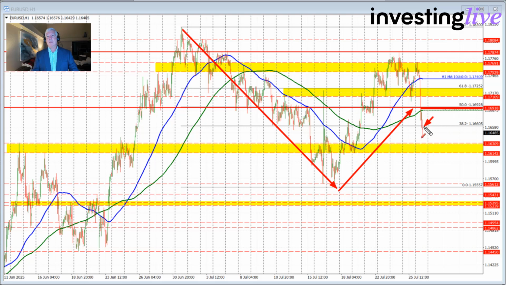A closer risk level might be the broken 38.2% retracement of the same move to the downside. It comes in at 1.16605, because we are down at 1.1648. This is more for short-term traders, and you can see how we broke below that and the corrective move to the upside has stayed back off of that level.